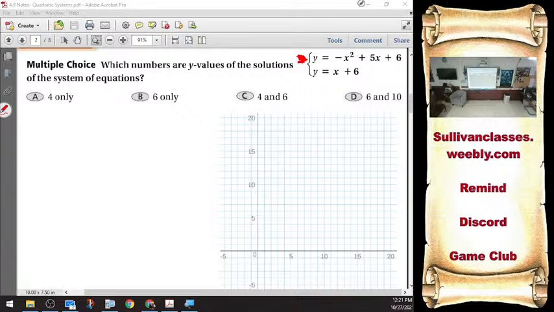Hey, what happens when you run into this exact thing on the ACT? Do you remember how they work? No.